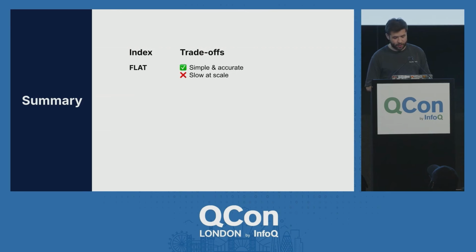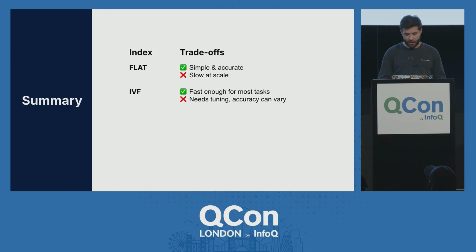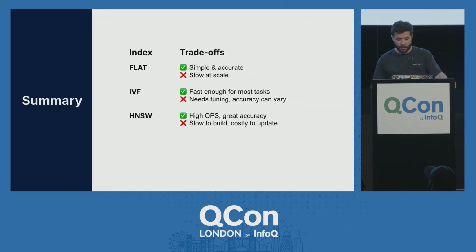So as a summary, you can leave this talk with a better idea about indexing. Flat: very simple, very accurate. Actually, if you want 100% recall, this is the only one that is able to do that, but it's slow at scale. IVF: fast enough for most tasks. I believe a lot of people should use IVF, but you need tuning, and the accuracy can vary.